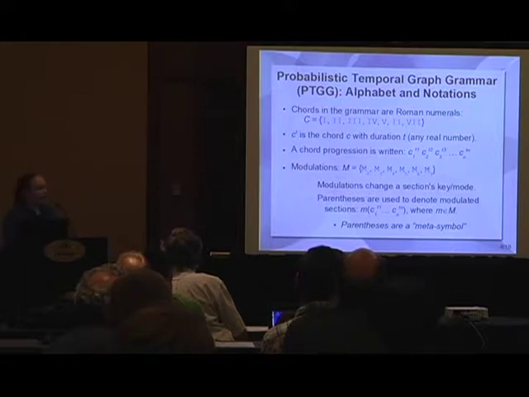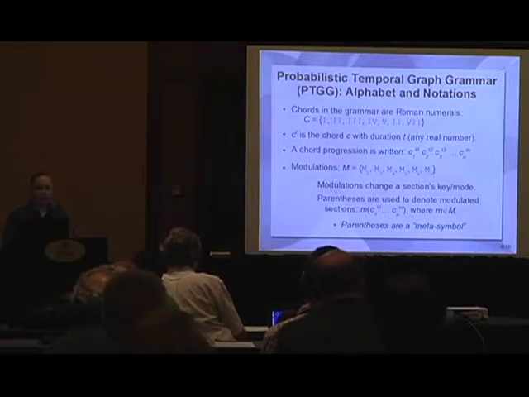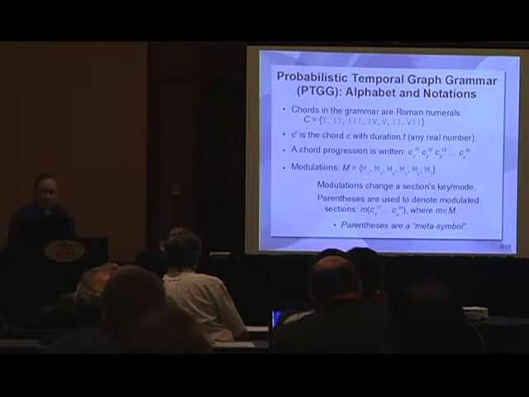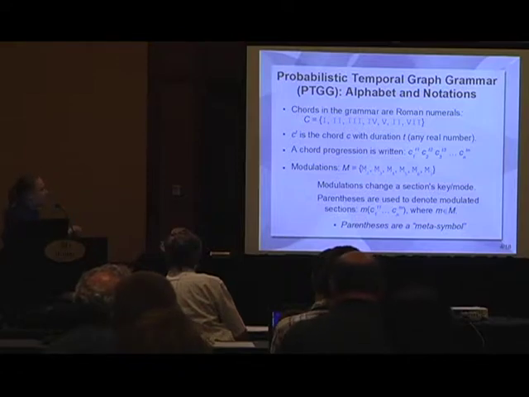Okay, so first I'm going to show you the math for these grammars, and then I'm going to show you a little bit of the Haskell implementation for them. And hopefully you'll be able to take away the fact that the Haskell implementation actually looks an awful lot like the math. So we start with our set of Roman numerals, and we use this superscript notation to mean a chord with a particular duration.